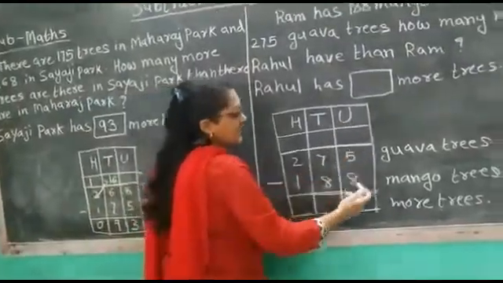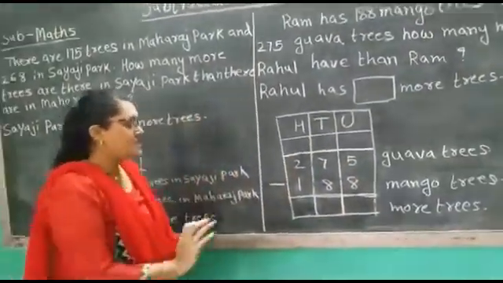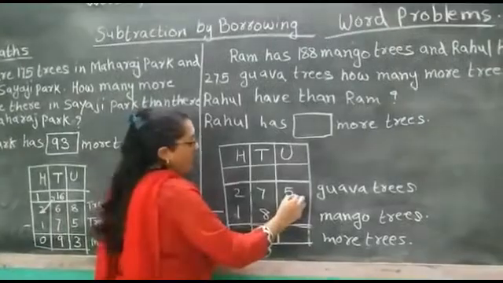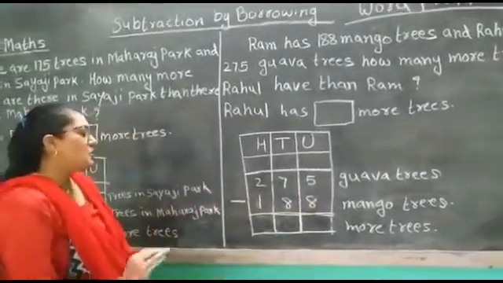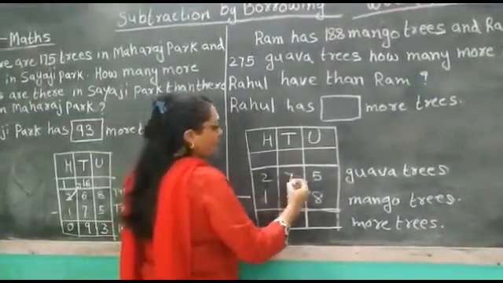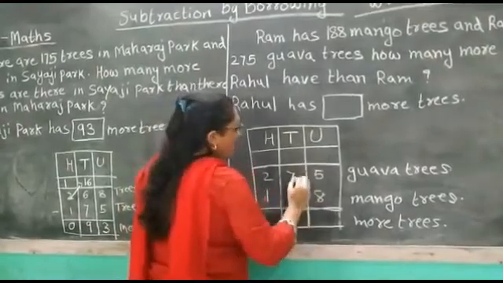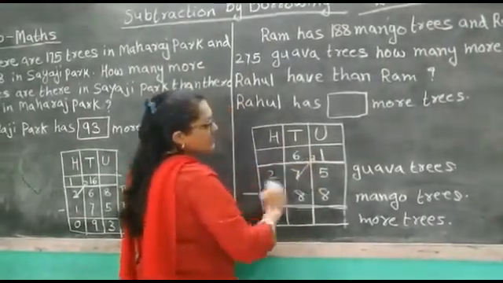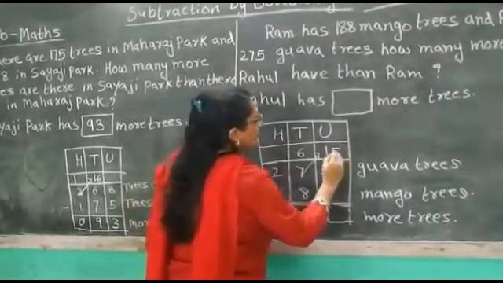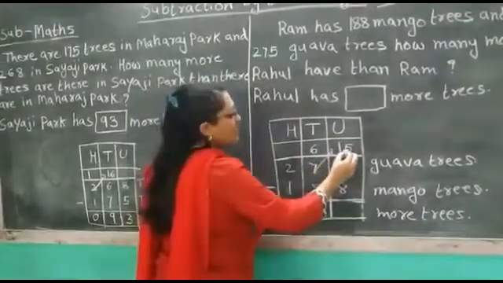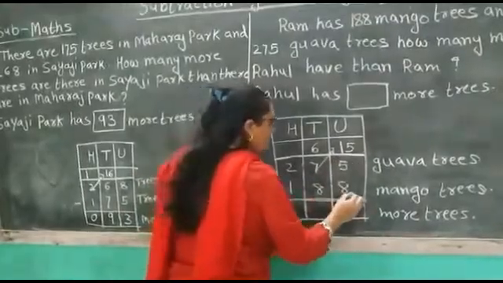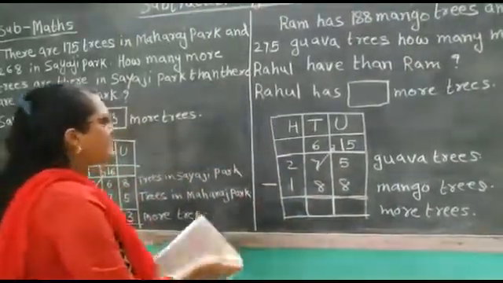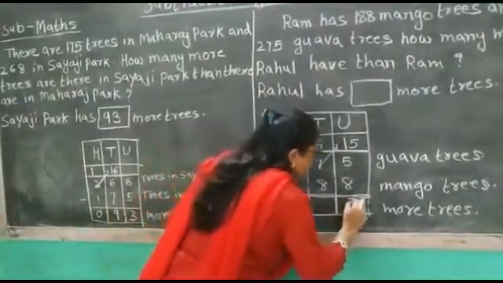Now we will see in a unit place. In unit place we cannot subtract 8 from 5. Then what we will do? We will borrow 1 from the tens place. So again we will take 1 here. We will write 6 here. This 5 we will write in a unit place and then we will subtract 15 minus 8. So 15 minus 8, your answer is 7.